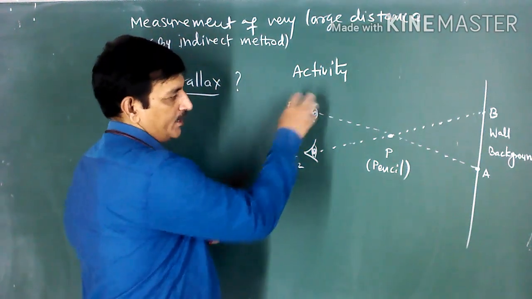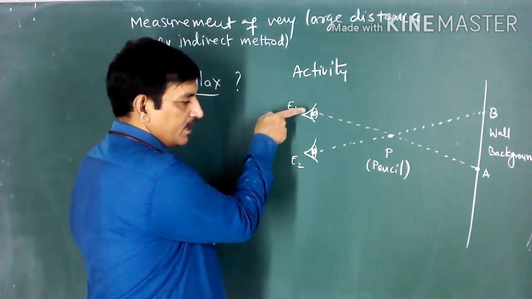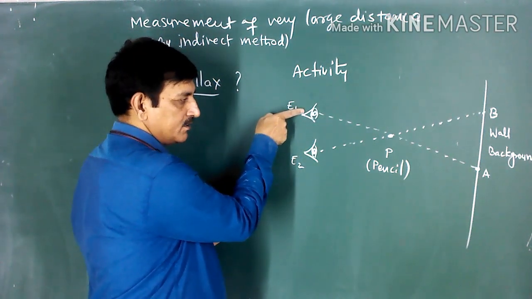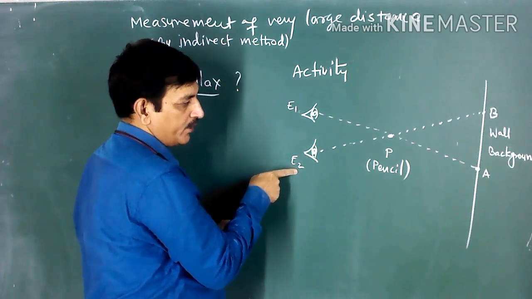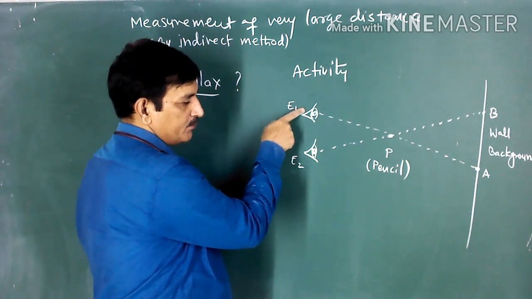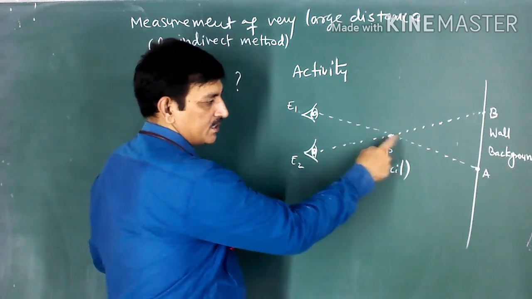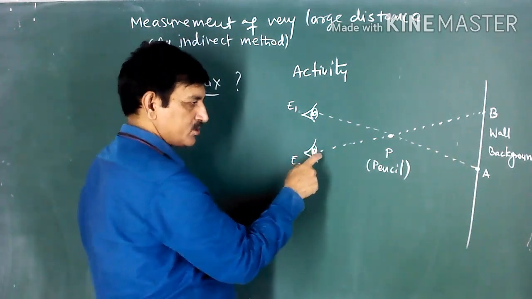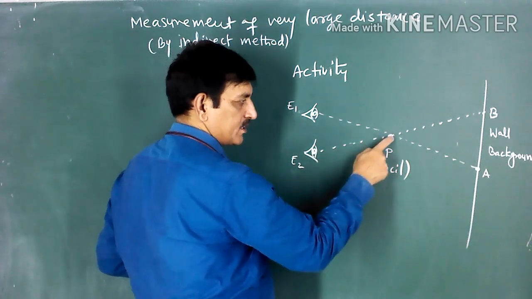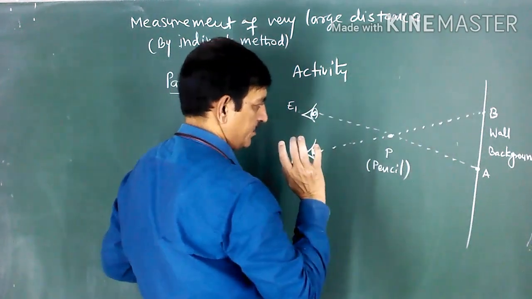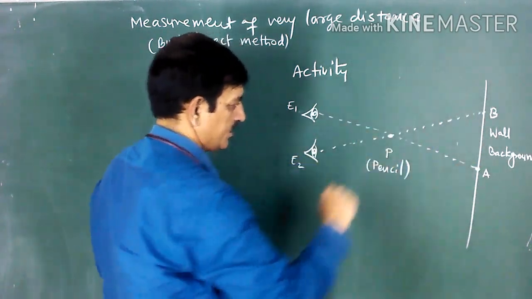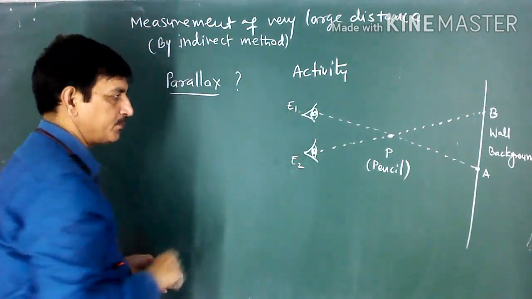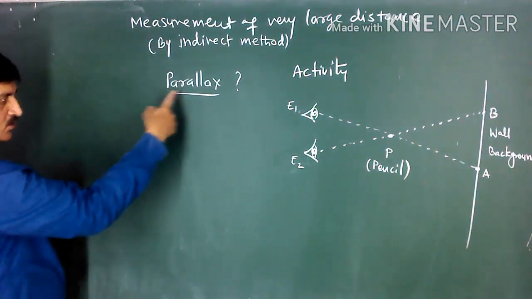Your first eye is one observation point, and this is the second observation point. The first observation point gives the position of the pencil at A, and the second observation point shows the projection of pencil P at B. So the projection position is changed if we change the position of observation. This is called parallax.